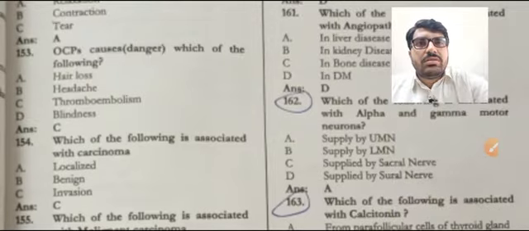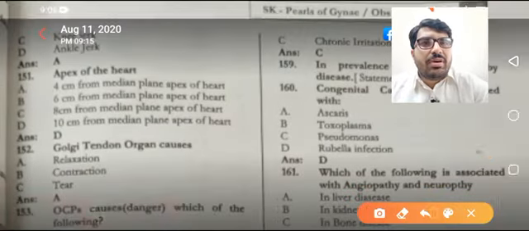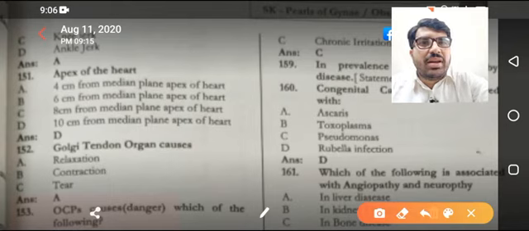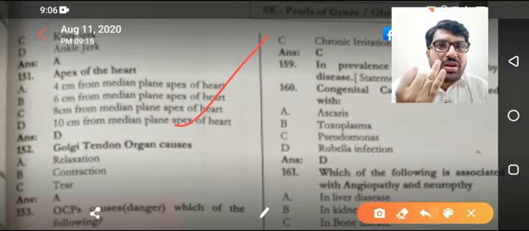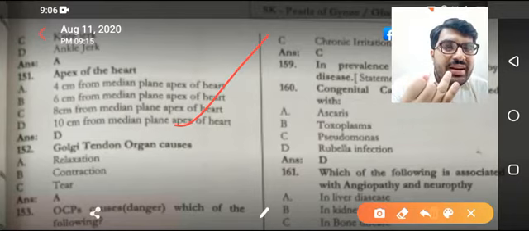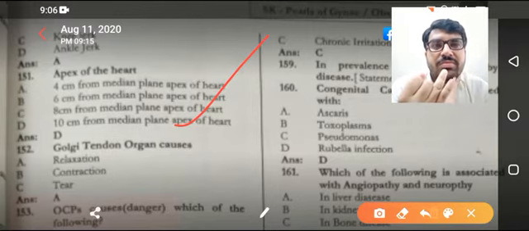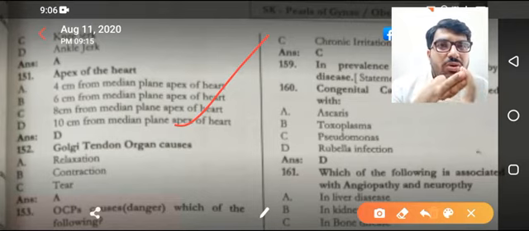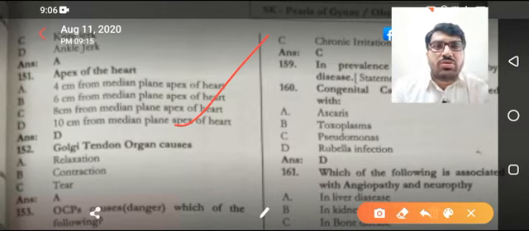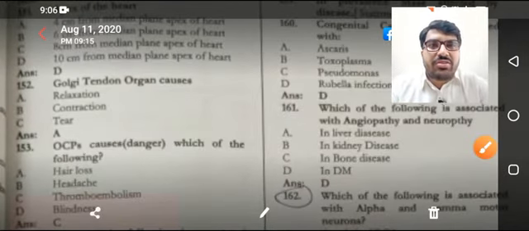Coming next. Apex of the heart, already discussed in detail. 10 cm from the midline, that is 3 to 4 inches from the midline, 7 to 10 cm from the midline. But I have discussed it in detail in my last video. You have to choose the 10 cm if it is there, the maximum thing. 7 to 10: if 7 and 8 both are there, the answer is 8. If 7, 8, 9, the answer is 9. If 7, 8, 9, 10, the answer is 10, because the pathological is when it is more than 10. And if we are taking relation with the midclavicular line, the answer is it is 1 cm medial to the midclavicular line. Golgi tendon organ causes relaxation.